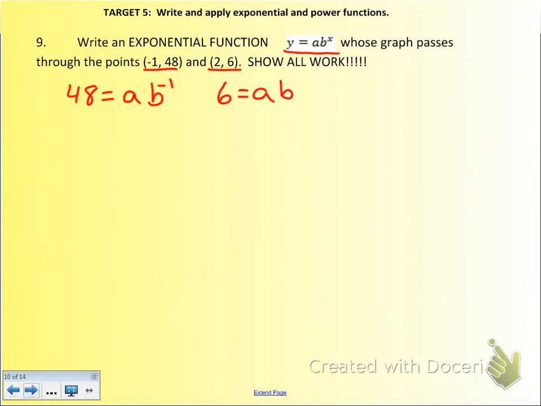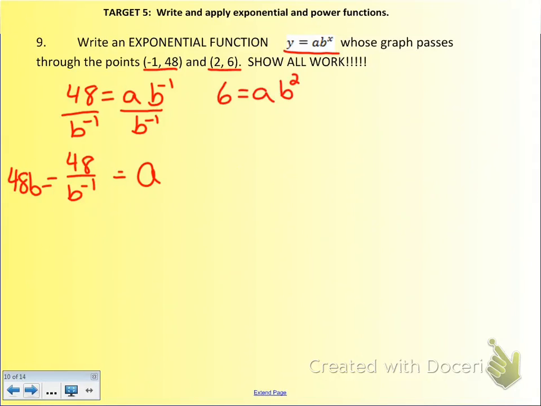and then 6 equals a b squared. You're going to solve one of these for a. It really doesn't matter which one you do. I'm going to solve the first one here. So I'm going to divide both sides by b^(-1). So we end up with a equals 48 over b^(-1). You can keep it like this. Some of you in class didn't like that negative right away, so you got rid of it and changed it to 48b. Either way is perfectly acceptable. Either way will get you the correct answer. It does not matter which form you keep it in.